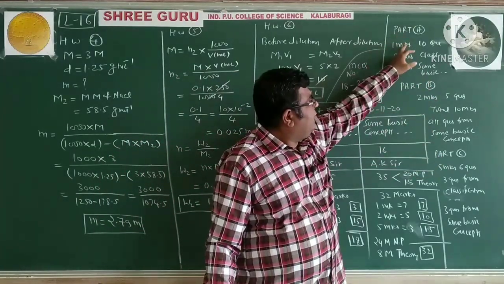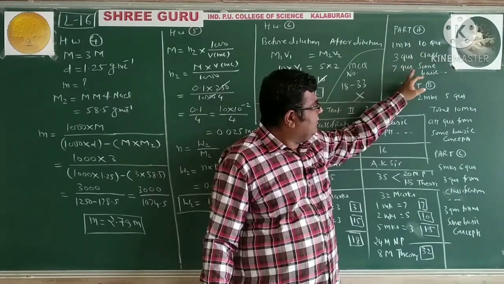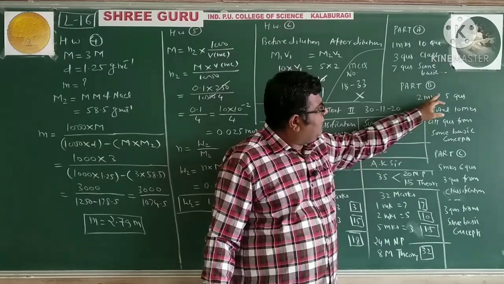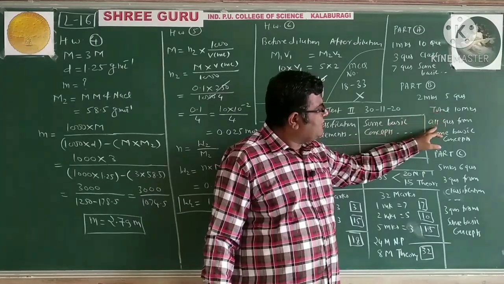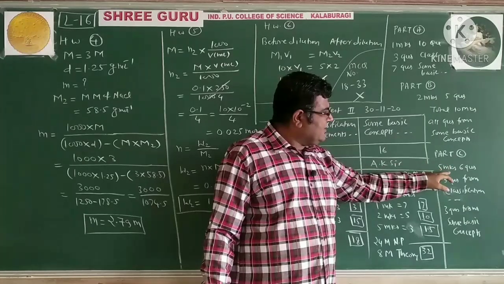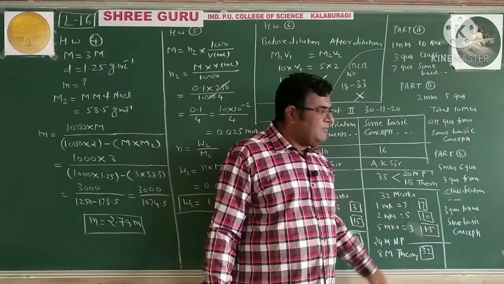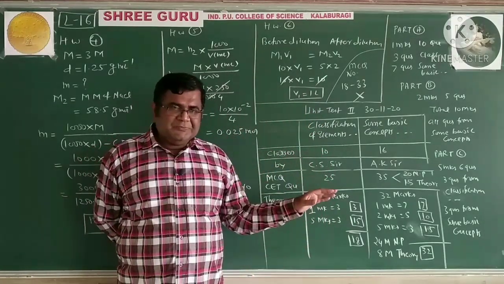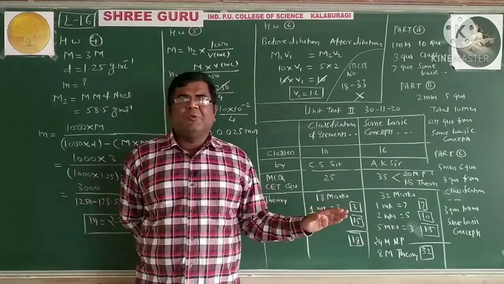Part A, 1 mark 10 questions, all compulsory. 3 will be from classification of elements, 7 will be from some basic concepts. Part B, we have 5 questions of 2 marks, all are compulsory. And all these 10 marks will be from some basic concepts. And part C, 5 marks, 6 questions, 3 questions from classification of elements, and 3 questions from some basic concepts. So this is the blueprint. This is the number of marks, theory wise and MCQ wise.